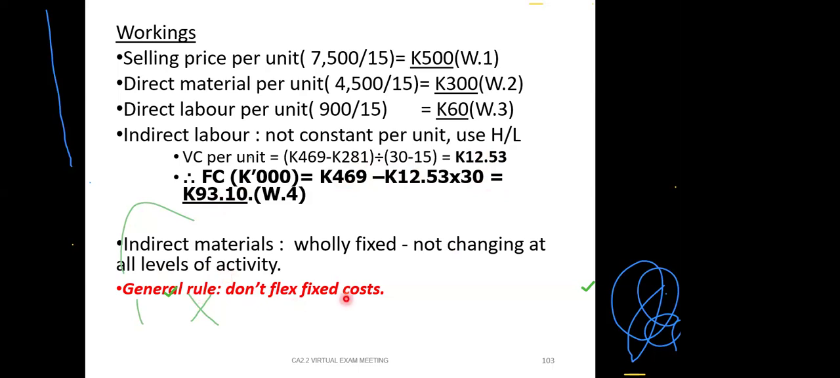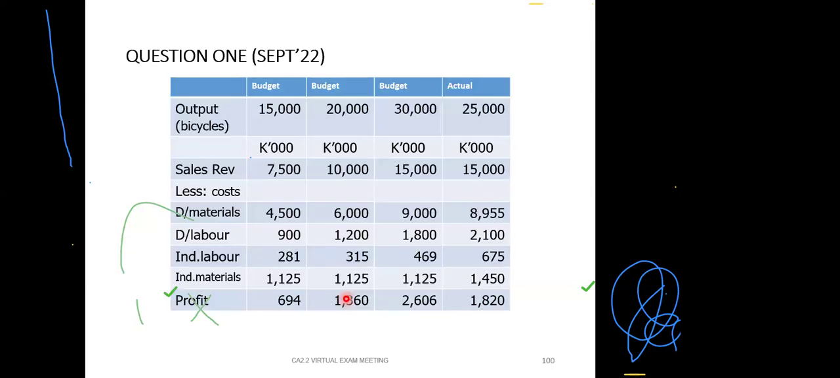So if we go to indirect materials, 1125, 1125, 1125 at all levels. It means this is wholly fixed and you don't flex this. You take the figure as it is to the flexed column of the solution. Okay, so there we are.